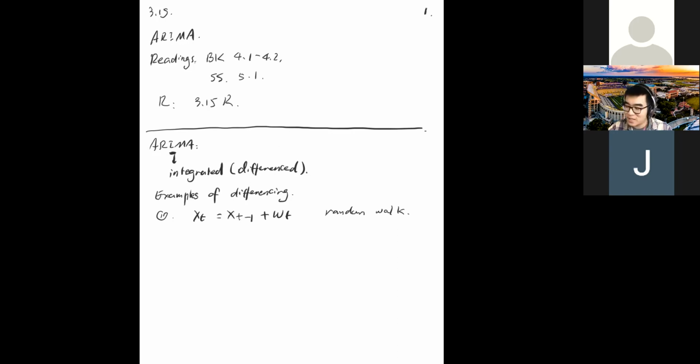In order to make it stationary, we can just take the first difference of it. So delta x_t equals x_t minus x_{t-1}, which equals w_t, and this w_t is white noise. So we achieve a stationary model. The first difference of the random walk is white noise, and that means it is stationary. So we just use the first difference to transform a non-stationary model to a stationary model.